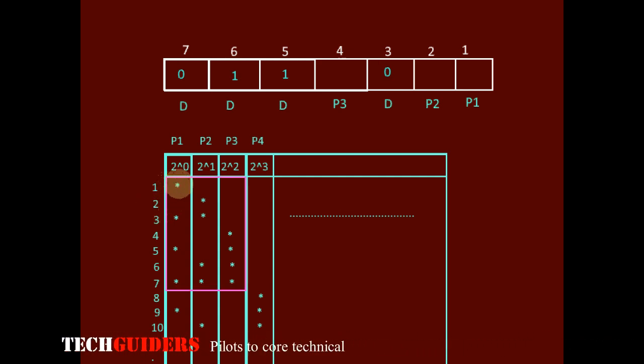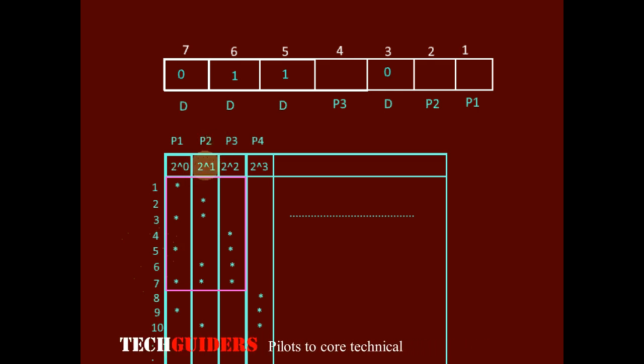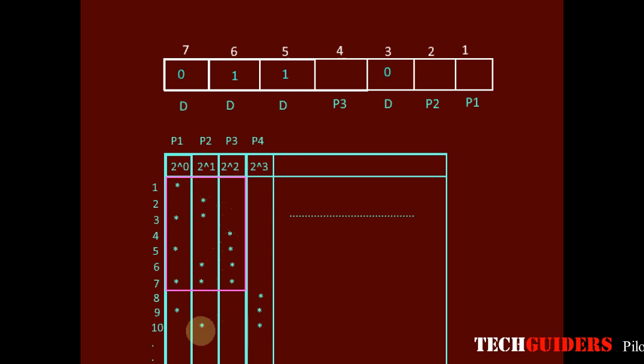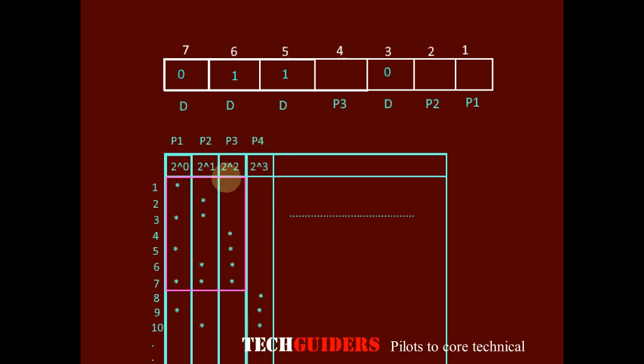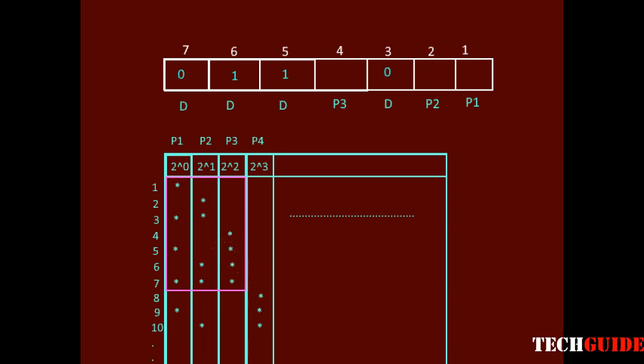Now a parity bit at the position 2 power 0, that is the parity bit at the position 1, will take care of the data bits at the positions 3, 5, 7, 9 and so on. Similarly, the parity bit at the position 2 power 1, that is the parity bit at the position 2, will take care of the bit positions 3, 6, 7, 10 and so on, and the parity bit at the position 2 power 2, that is the parity bit at the position 4, will take care of the data bits at the positions 5, 6, 7 and so on.